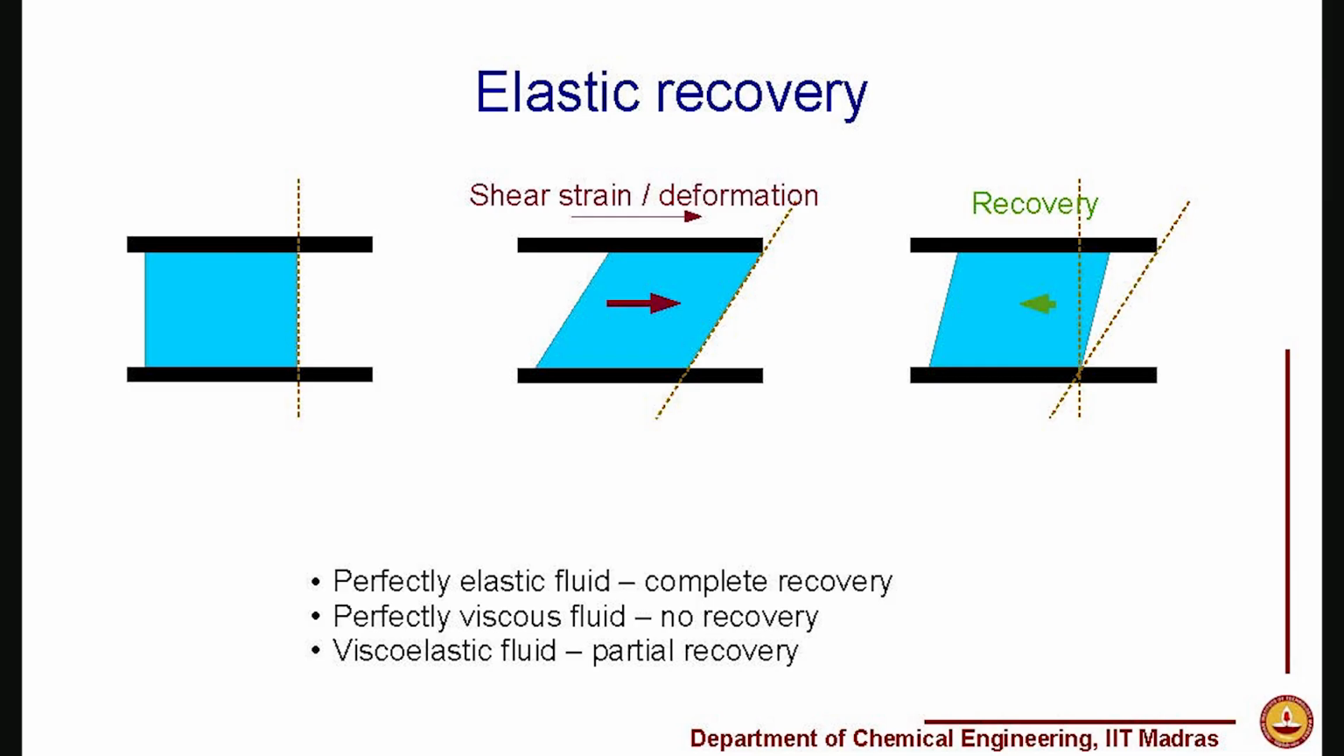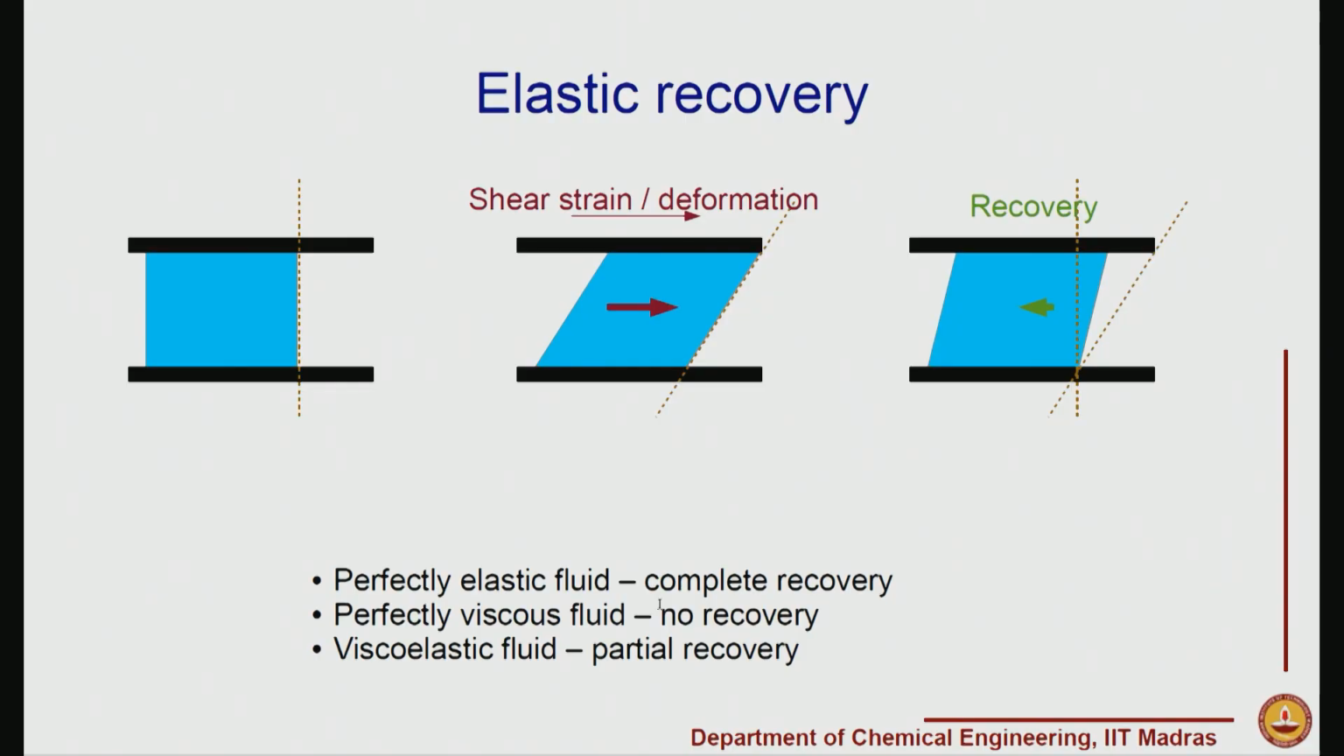So, a perfectly elastic material will have complete recovery, while a perfectly viscous fluid will have no recovery, and a viscoelastic fluid, which is what we are going to study in this course, will always have partial recovery. And again, this recovery is associated with the stretching and unstretching, or orientation and going back to random configuration, of macromolecules at the microscopic scale.